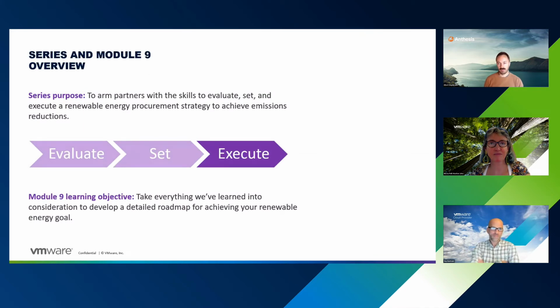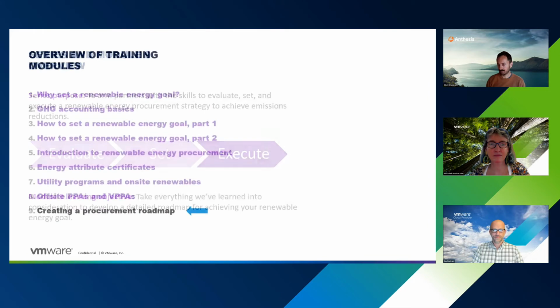So to briefly review the overall series, this series has the intention of arming all of you with the skills to evaluate, set, and execute a renewable energy procurement strategy. We are in the last phase of this, the execution phase. We've talked about how to procure renewable energy, what the different methods of doing so are, and now we're going to be talking about putting together a solid plan to actually get you step by step along that journey. So this is our last module, and we're going to be talking about creating a detailed renewable energy roadmap.